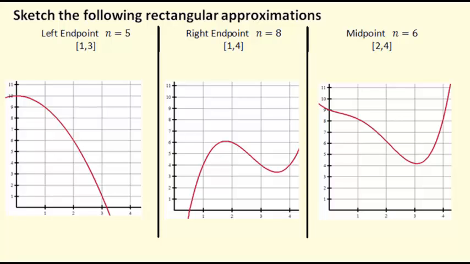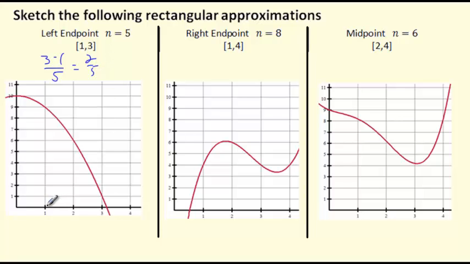Let's sketch one. I'm going to do one with you and then have you pause and try the other two. We're not going to calculate the area. I just want you to practice drawing them. So let's do our whole b minus a thing. So it's going to be 3 minus 1 over 5 intervals. So I want left endpoint 5 rectangles over this interval. It's going to be 2/5.